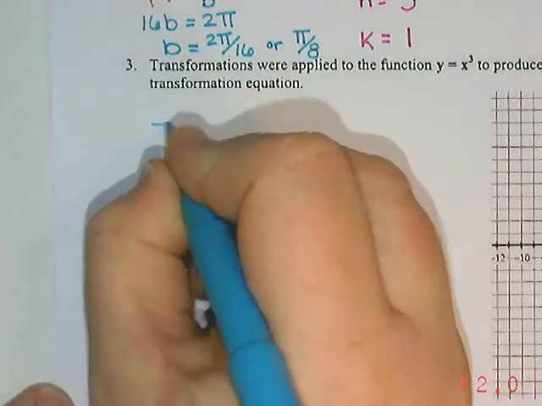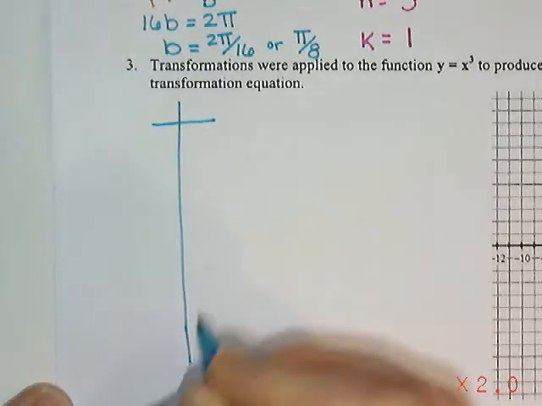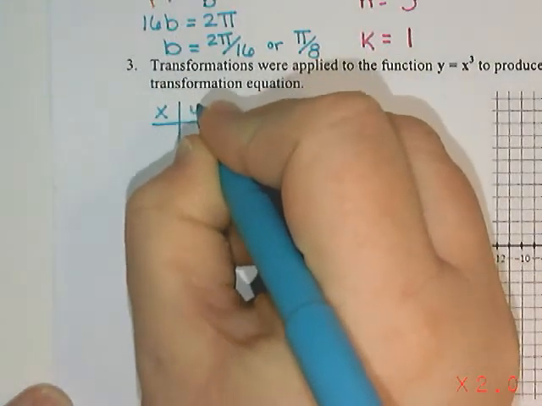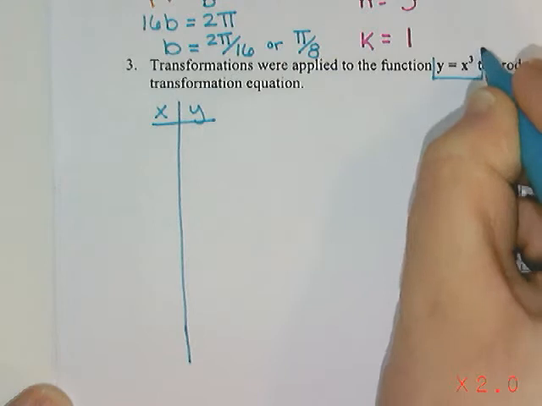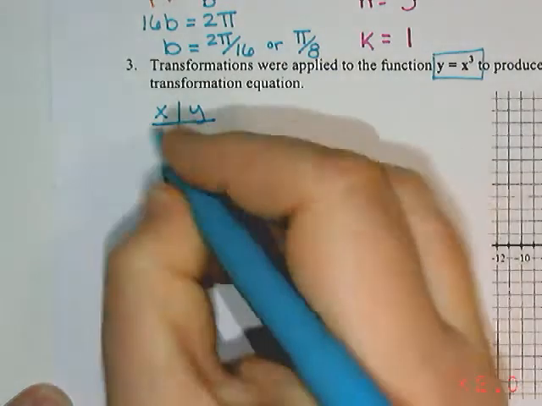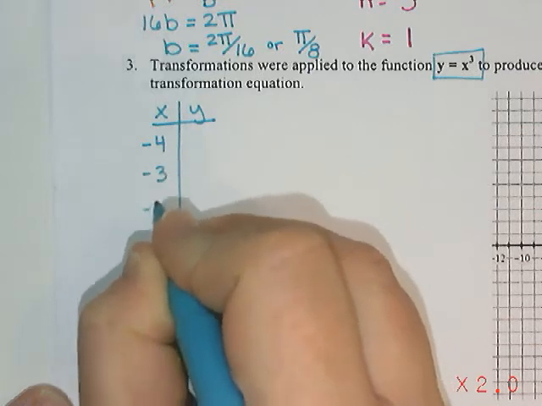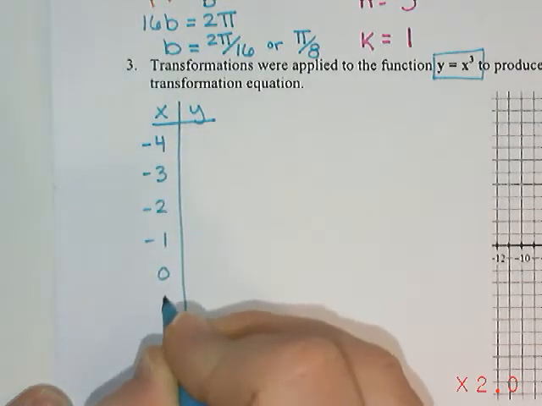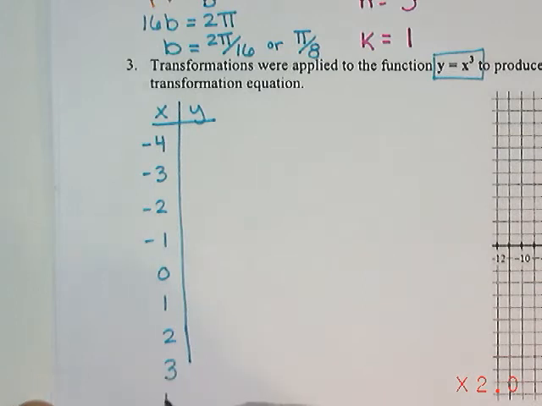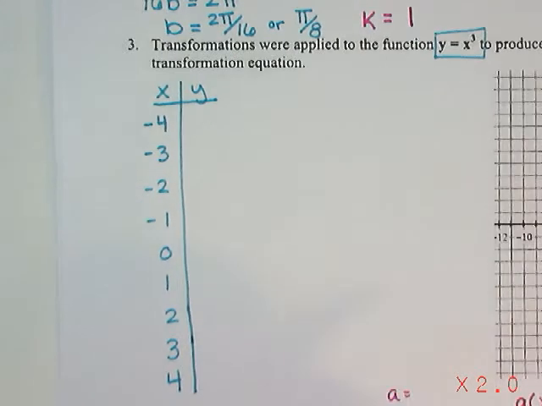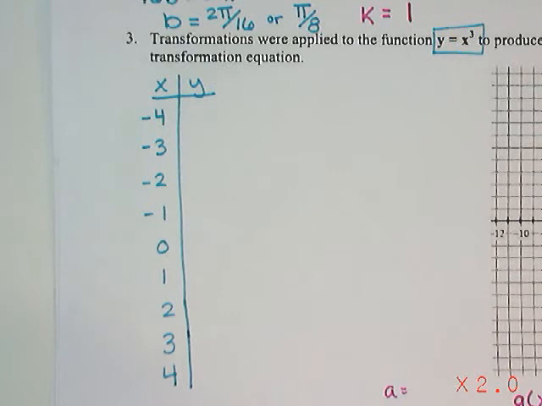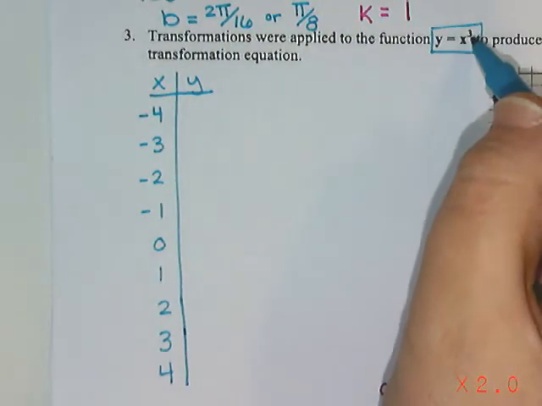So I'm going to make myself a table of values. We have x and y. We are just doing y equals x cubed. So I'm going to pick some numbers. So I'm going to do -4, -3, -2, -1, 0, 1, 2, 3, and 4. Those are kind of the standard numbers that I normally would choose. So we're doing x to the power of 3.